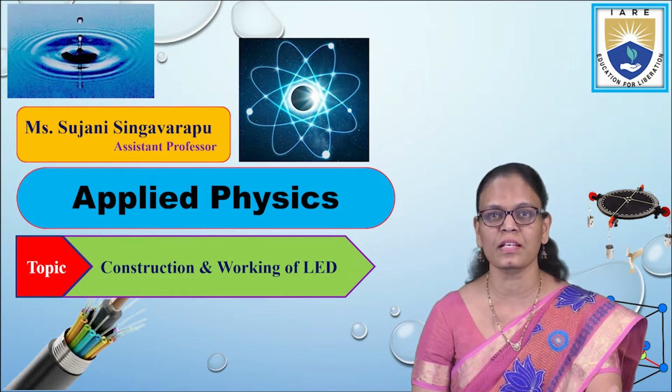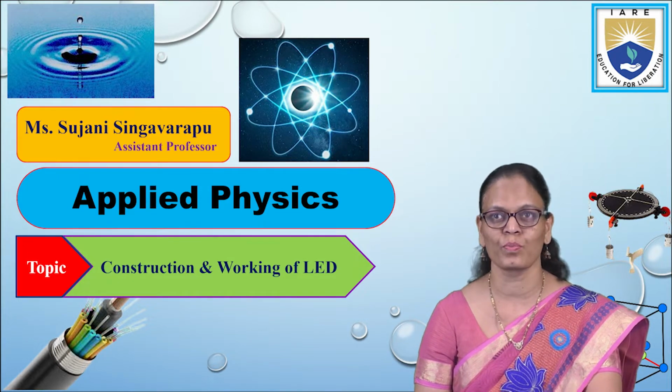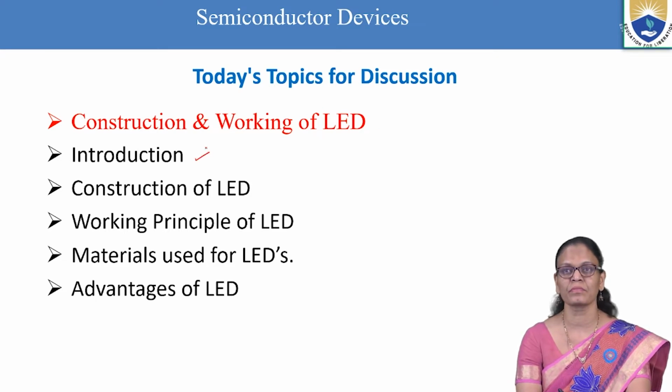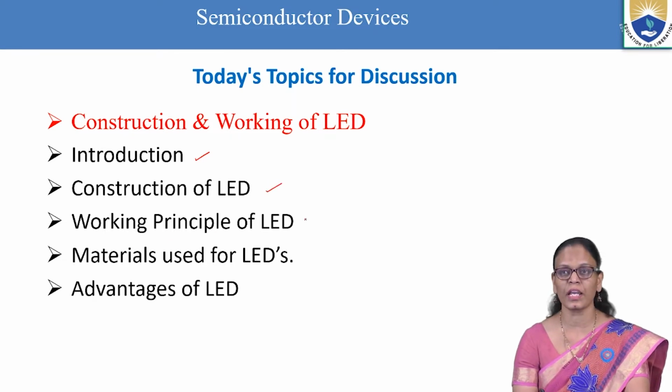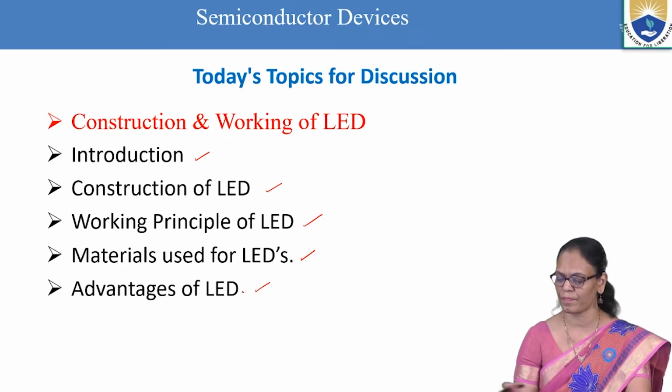Today we are going to discuss a light emitting diode, its construction and working. So let us see the brief outline of this topic. First we are going to see the introduction for LED and then discuss the construction, how an LED is made. And then the working principle of LED and the type of materials that are used for making LEDs, and finally the advantages and disadvantages of LED along with applications.